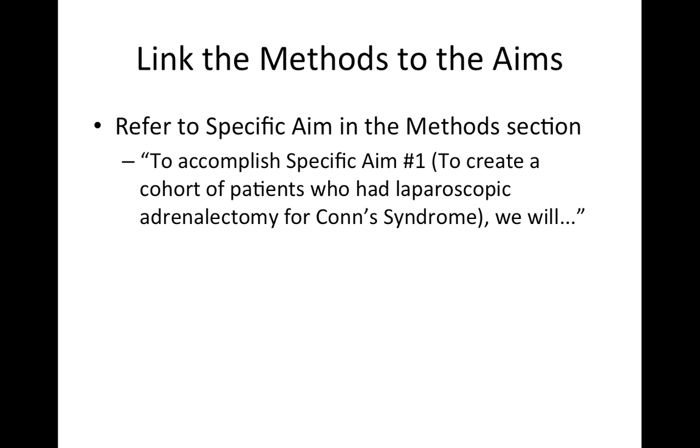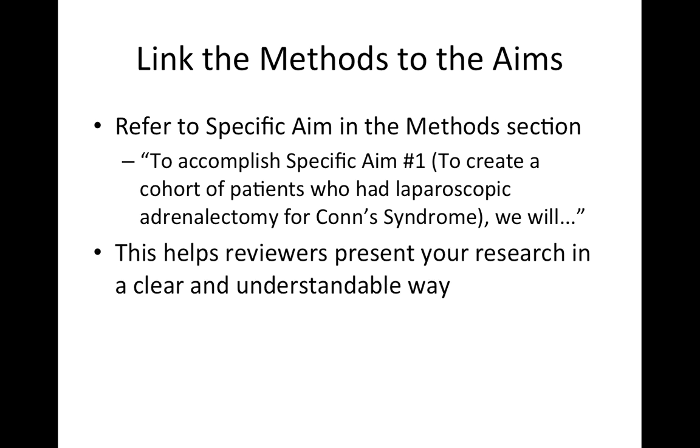And the best way to do that is, as you describe methods, refer to the specific aim that relates to those methods. And you use language like, to accomplish specific aim number one, and here you say what specific aim number one is, we will do the following. And you'll explain how you will sample subjects or make your measurements or whatever the research activities are. And this ensures that the proposal is presented in a clear and understandable way, and there's no doubt of what the methods are trying to achieve because you're linking them explicitly back to the aims of your research.